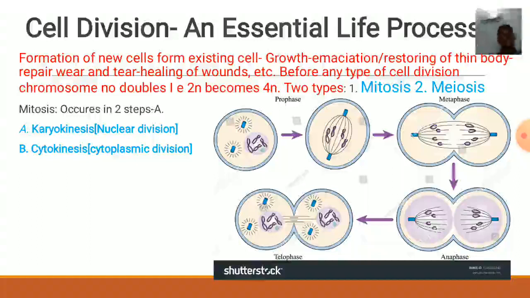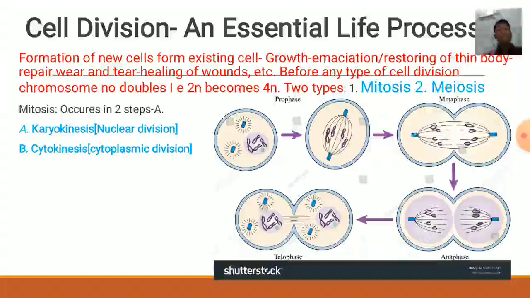Now we study the process of mitosis. Somatic cells and stem cells divide by mitosis. Mitosis is completed through two main steps. Those two steps are karyokinesis, which is also called nuclear division, and the second step, cytokinesis, which is also called cytoplasmic division.